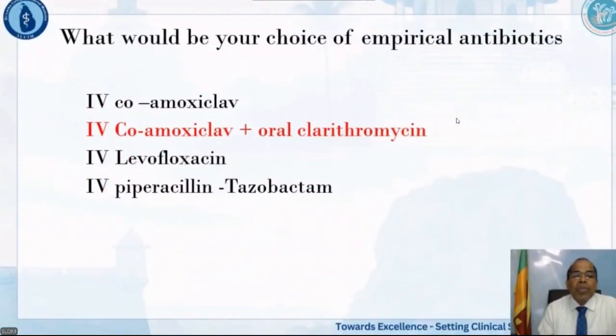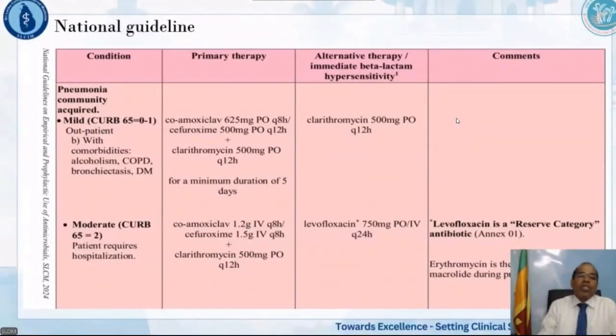So the answer would be IV co-amoxiclav plus oral clarithromycin. This is the national guideline. When there is a moderate CAP, you have to start IV co-amoxiclav or cefuroxime plus oral clarithromycin. Alternative therapy would be IV or oral levo. There you need a microbiology opinion.